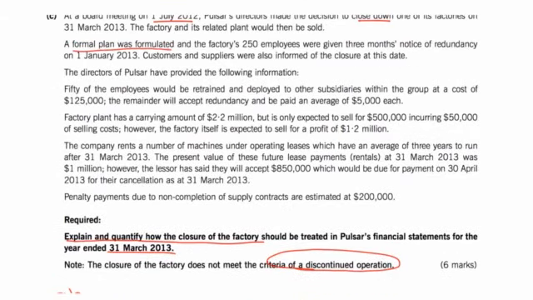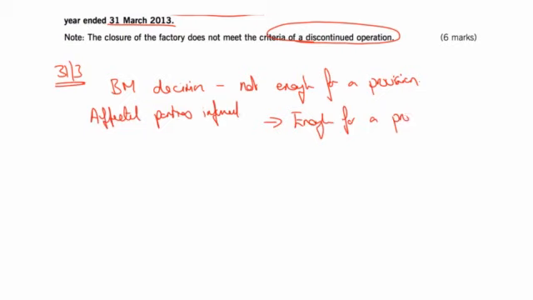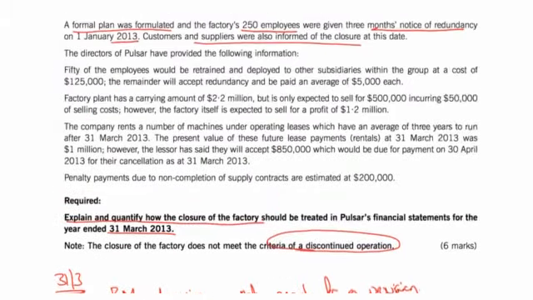A formal plan was formulated and the factory's employees were given notice of redundancy, which happened before the year end, and customers and suppliers are also informed. So affected parties informed. Okay, now we have enough for a provision. So the question is, what are we going to provide for, I guess?